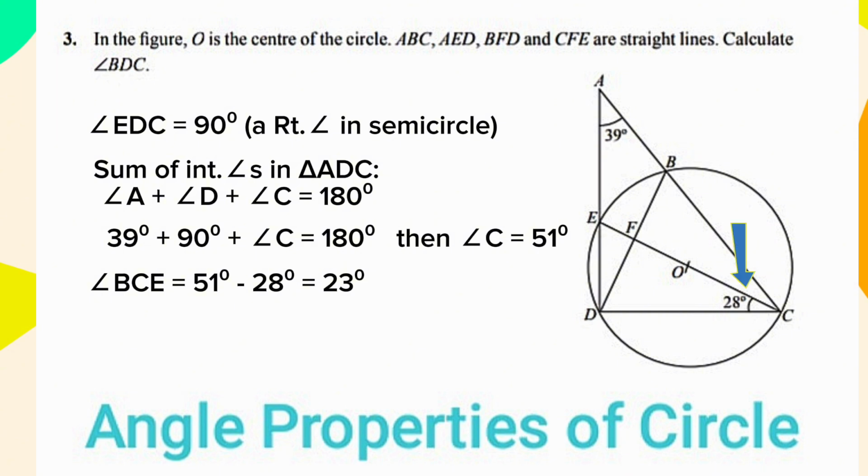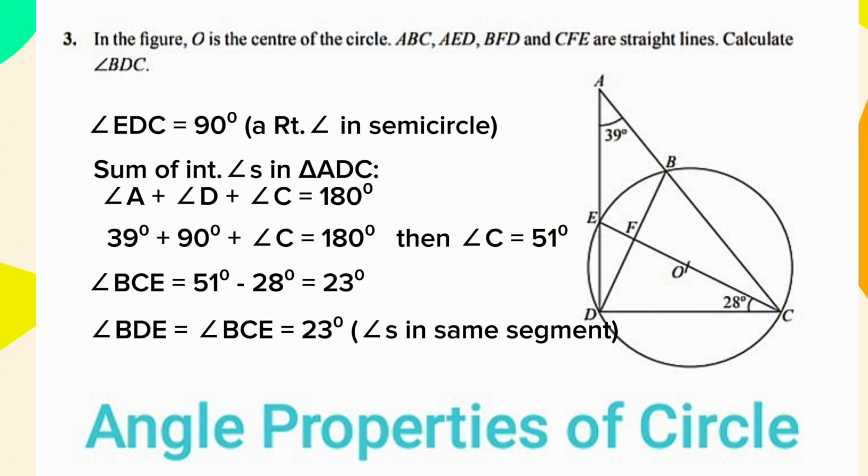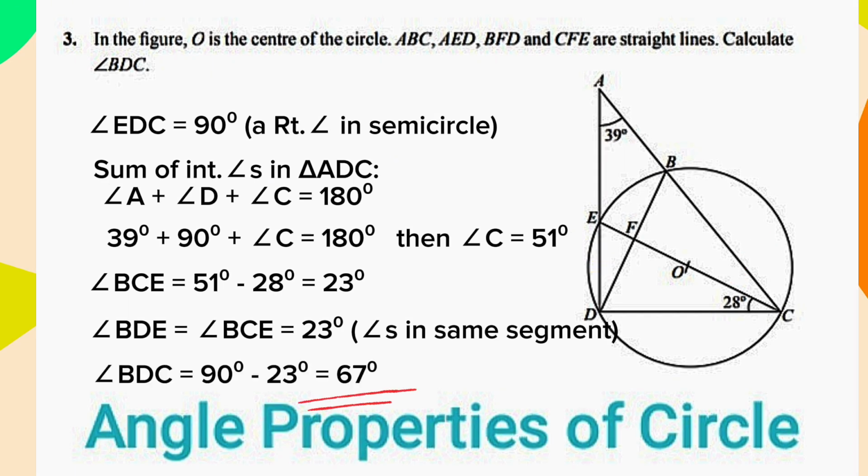You see there is an equal angle. Angle BDE equals angle BCE because they are angles in the same segment subtended by the same arc EB, and the size is 23 degrees. And because of that, we can find angle BDC is 90 degrees minus 23 degrees equals 67 degrees.